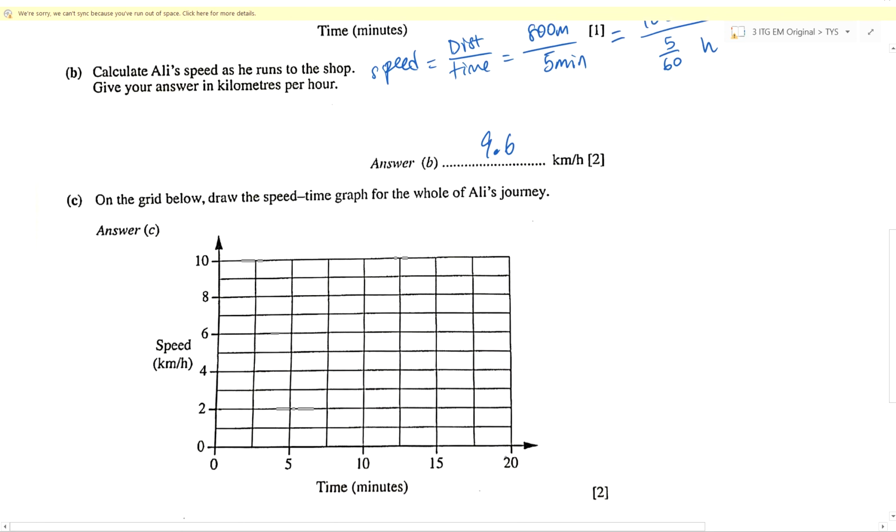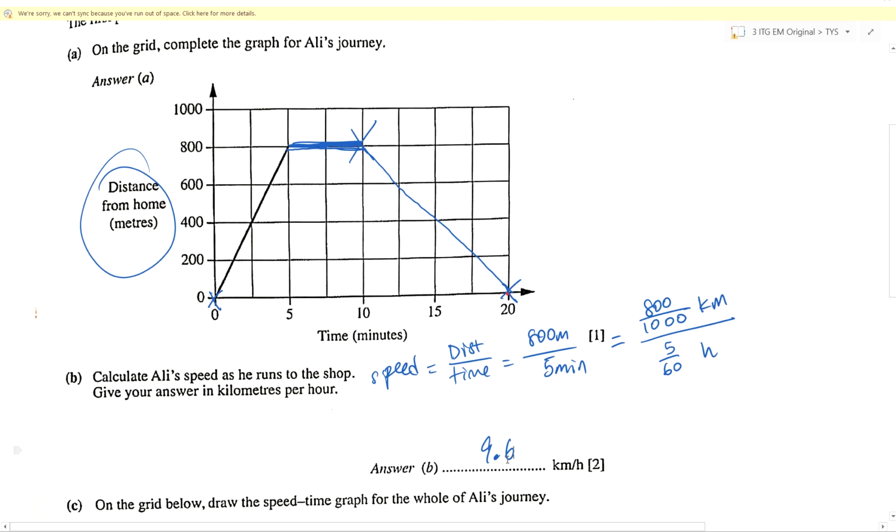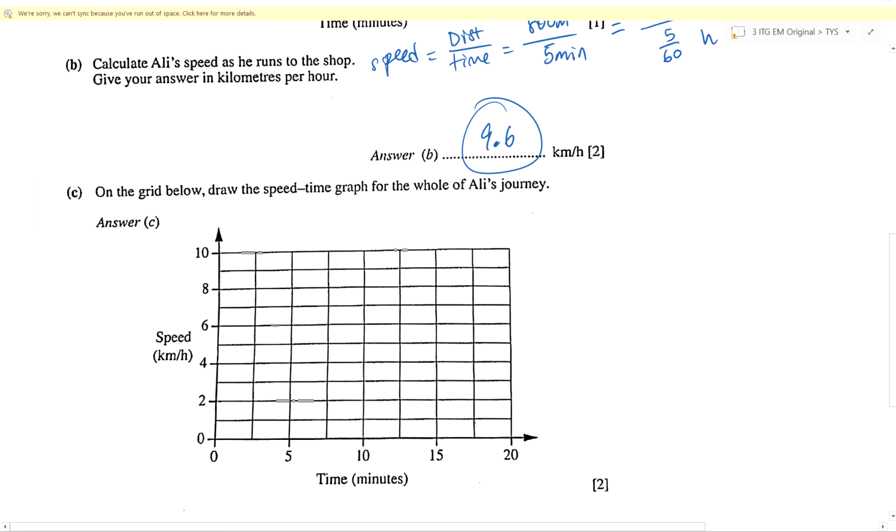Next part, part C. Again, you are AMS students, kinematics. You are physics students also. You also have kinematics. EMATS, you also have kinematics. To draw the speed time graph, you have to have a very good understanding of the relationship between the distance time and the speed time graph. So the speed is obtained from the gradient of our distance time graph. So what's the gradient over here? For the first part of the journey, we calculated it was 9.6 kilometers per hour. Okay, so that will be our speed.